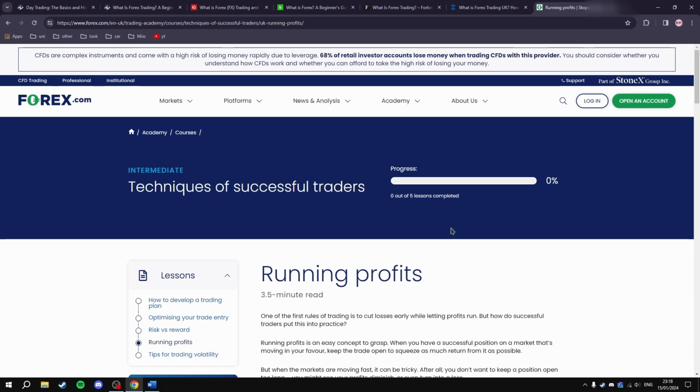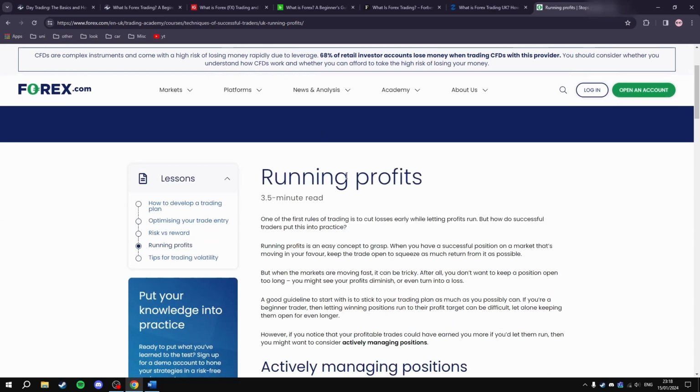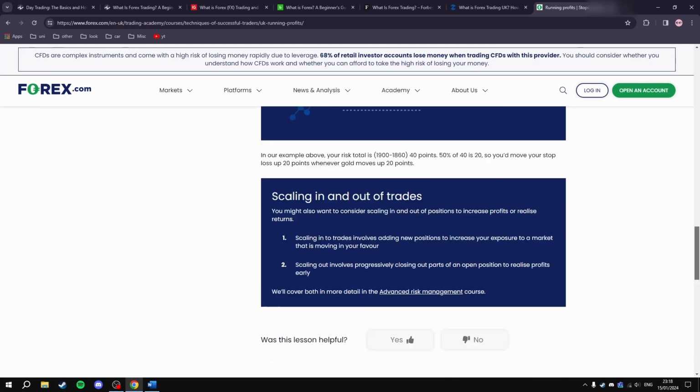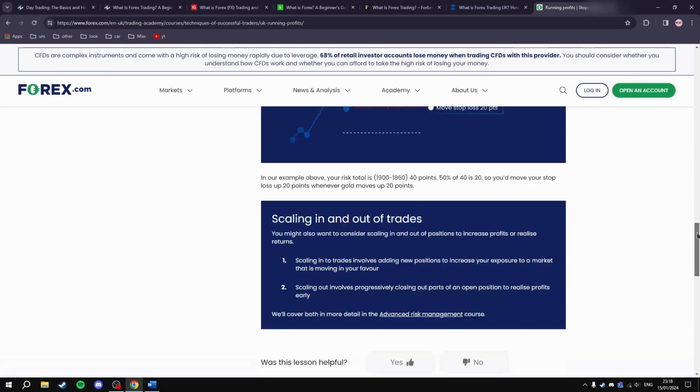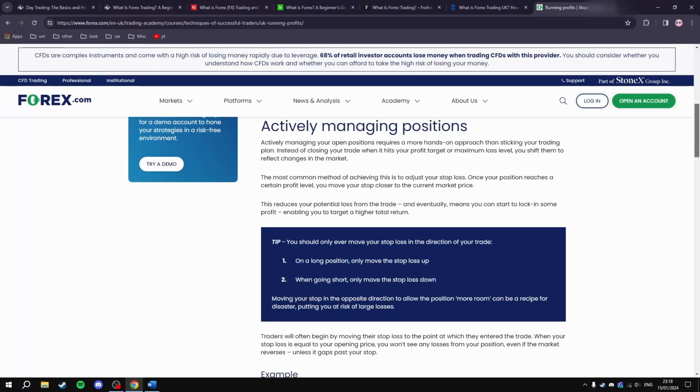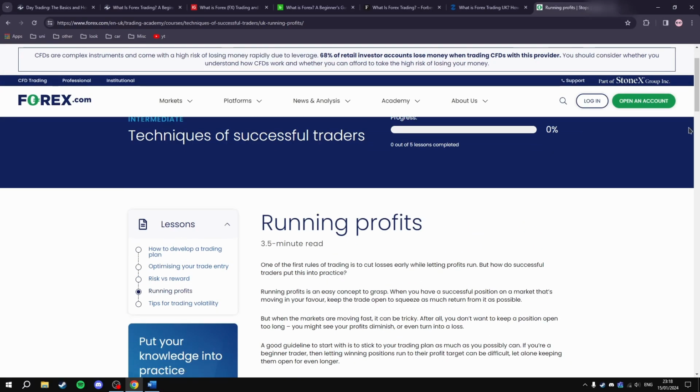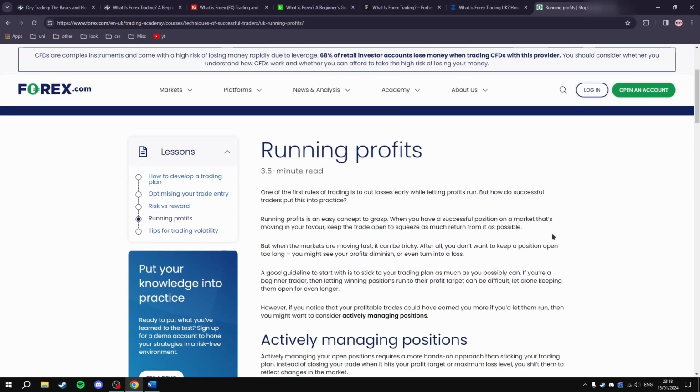Okay, running profits. One of the first rules of trading is to cut losses early while letting profits run. But how do successful traders put this into practice? Running profits is an easy concept to grasp. When you have a successful position on the market that's moving in your favour, keep the trade open to squeeze as much return from it as possible.